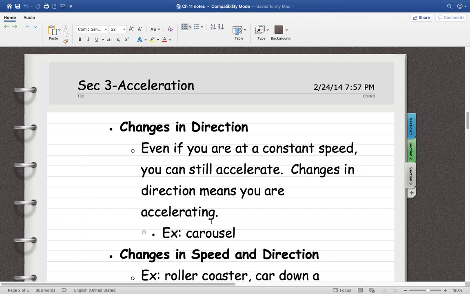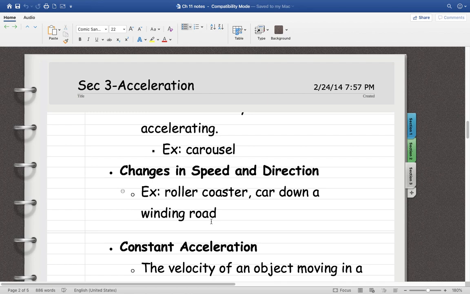Say you're on a carousel at the mall or at the zoo. Once it gets started, it's at the same speed the entire time, right? But it's changing direction constantly because it's in a circle. So that is acceleration. I know it's speeding up when you first get on and slowing down when it ends, but while it's going, it is accelerating because it's changing directions constantly.